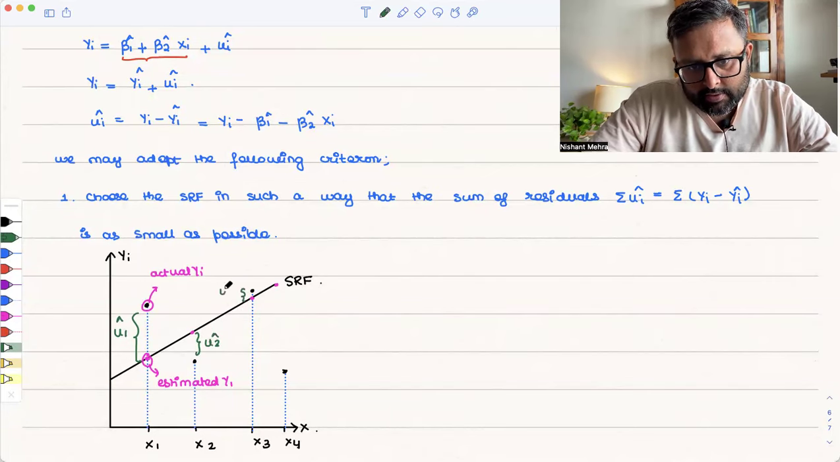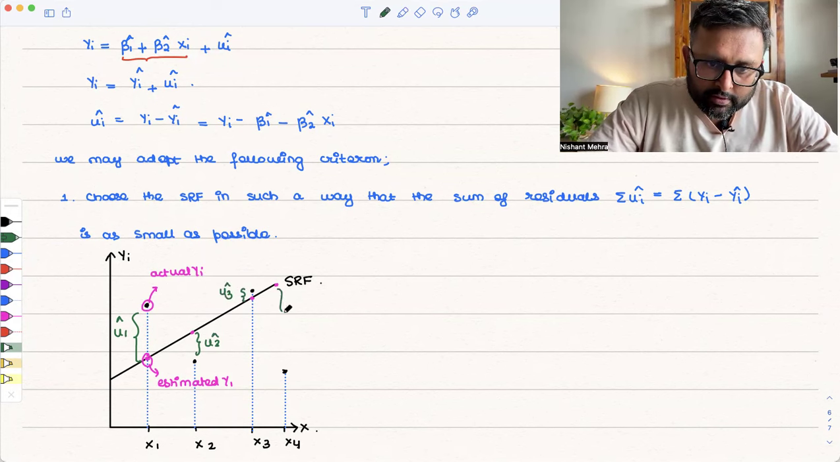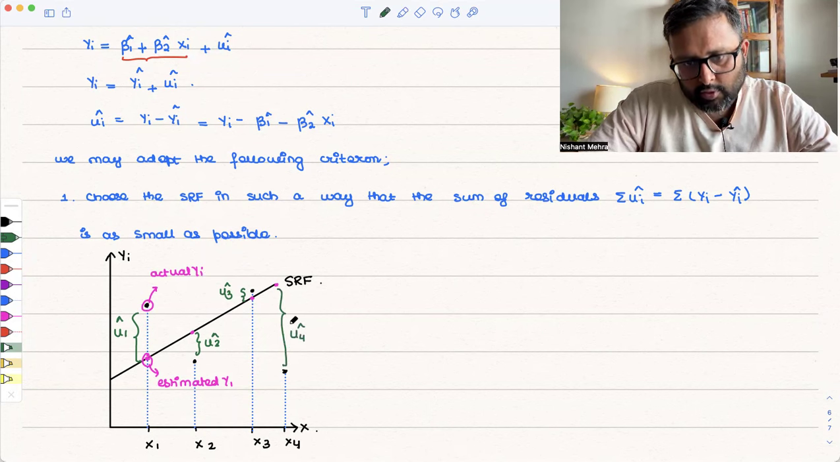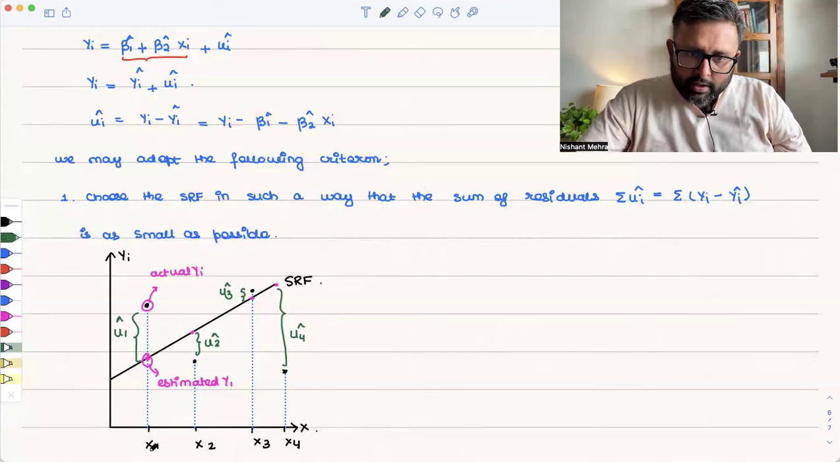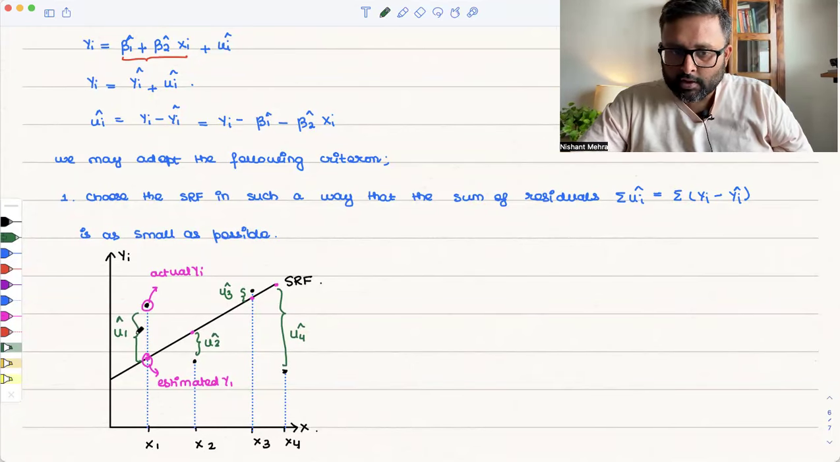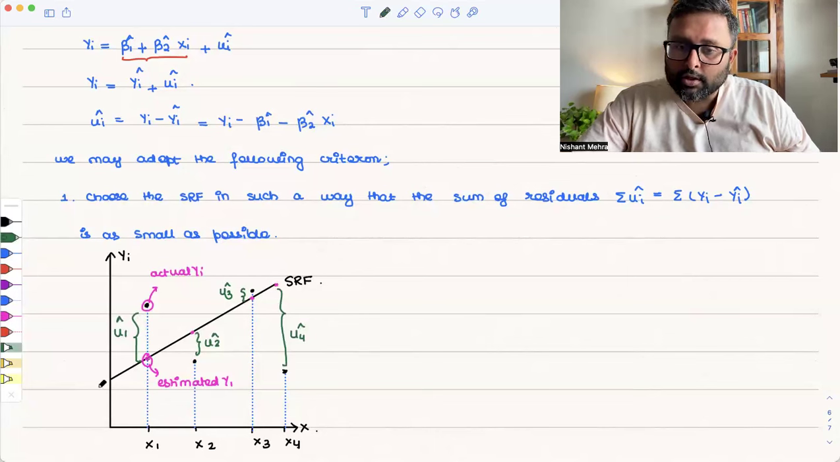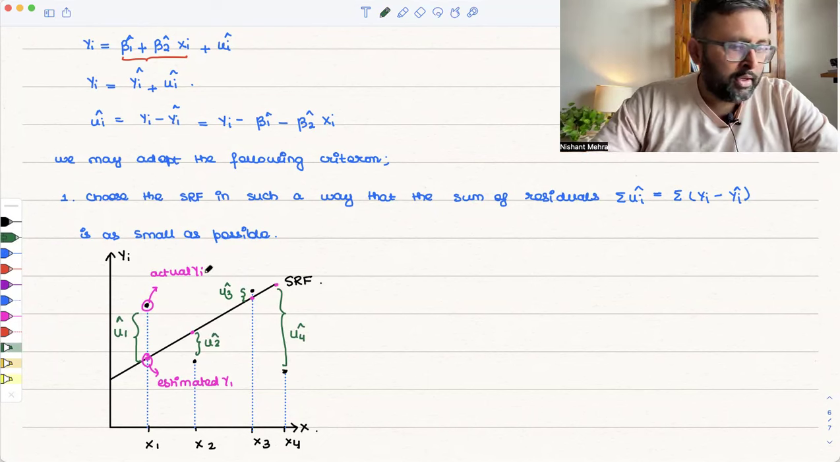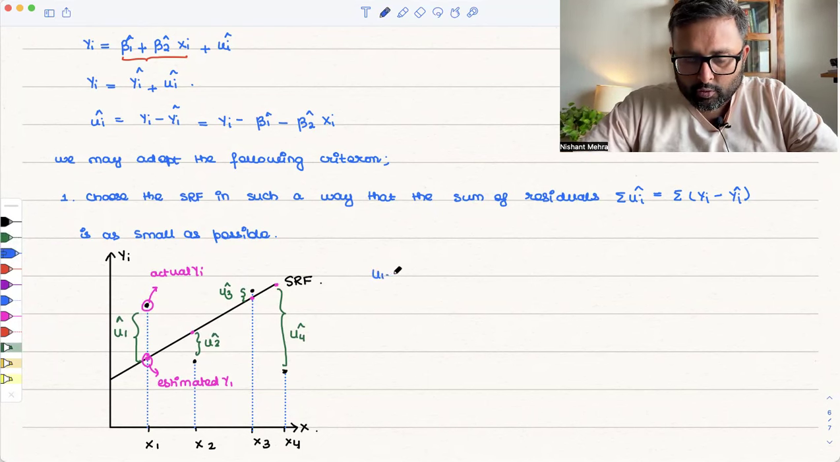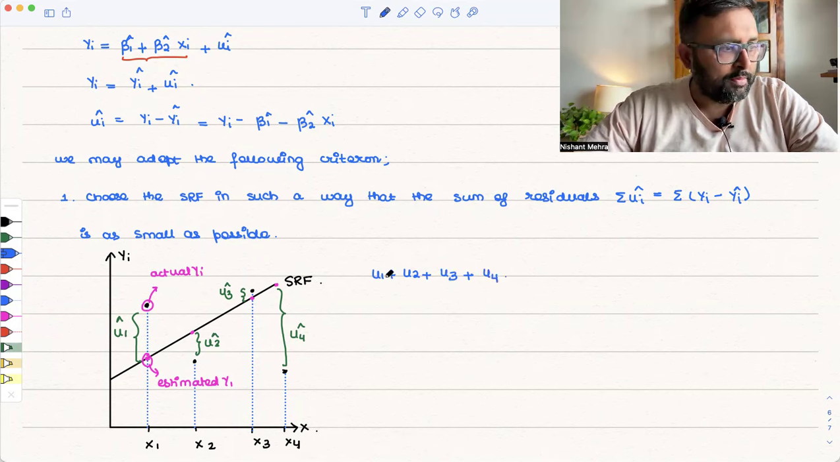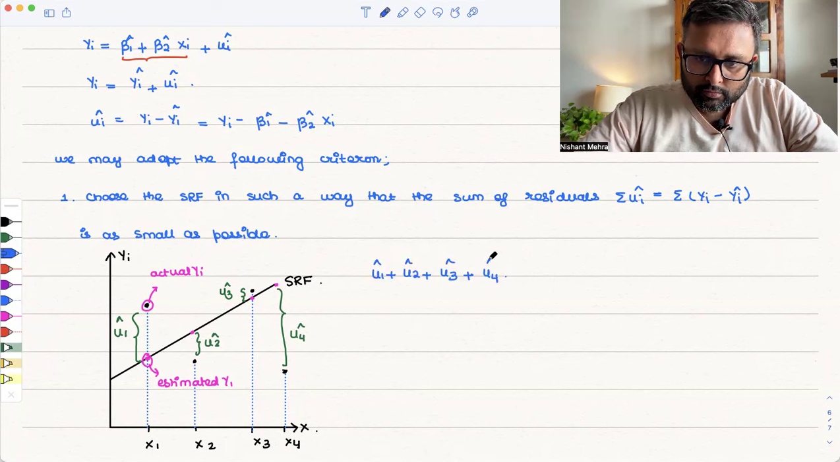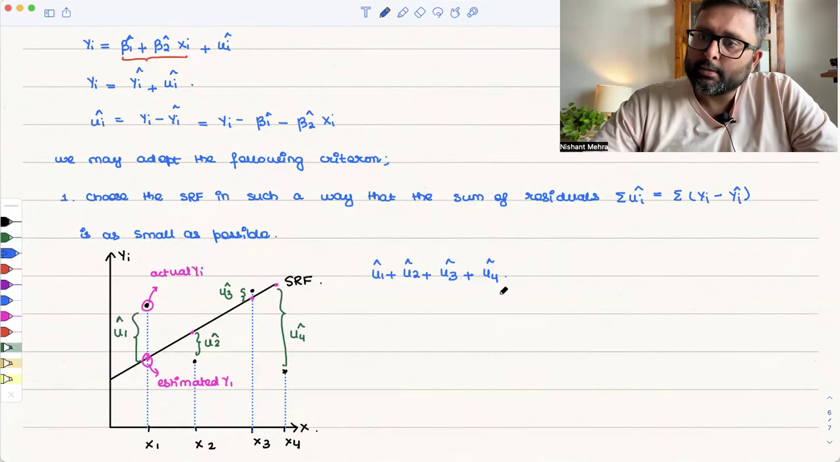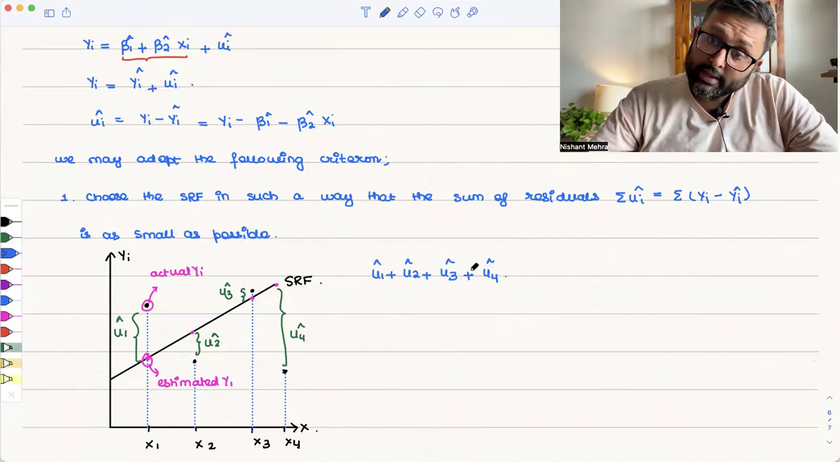U2 hat here is this difference, u3 hat here, and u4 hat. You understand? So for x1, this is the actual value of y, but what we have estimated of y using this sample regression is this much. So what is the sum of the residuals? u1 plus u2 plus u3 plus u4. Now, don't you think that we are giving equal weights to each of them? Do you think we should be giving them equal weights?